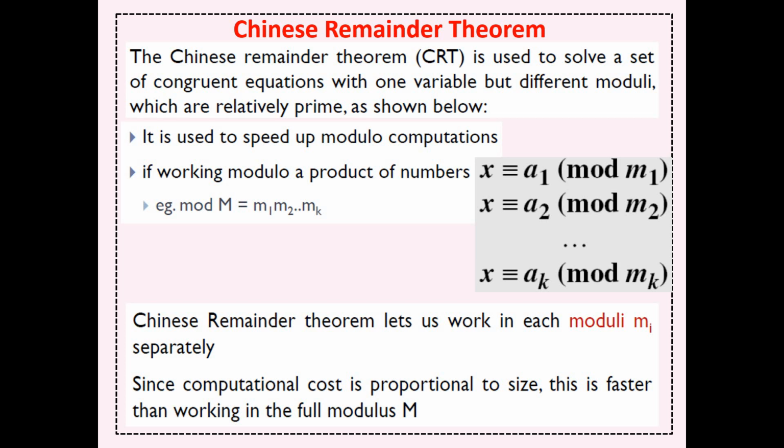Alright, so now we start with something called the Chinese remainder theorem. This is in continuation to the discussion that we already had with respect to Euclid, Euler's theorem, and the phi function, and this is an extension to it, again related to the prime number itself. Now, if you observe very carefully in the first line itself, the Chinese remainder theorem is used to solve a set of congruent equations with one variable but different moduli.